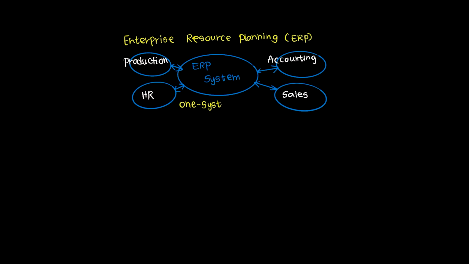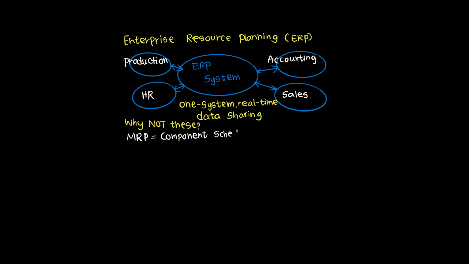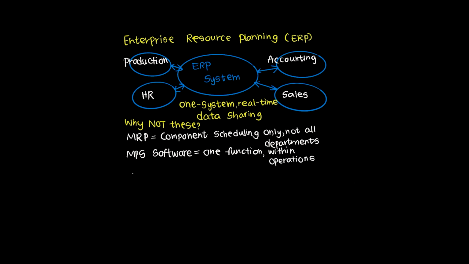Material requirements planning handles component scheduling for production. It is one function within a broader ERP system, but it does not integrate HR, accounting, or sales. Master production schedule software manages timing and quantities for specific finished products. Again, one piece of the puzzle, not the whole picture. A supply chain management platform coordinates the flow of materials between suppliers, manufacturers, and distributors. It focuses on the external supply chain, not on integrating internal departments like HR and accounting.